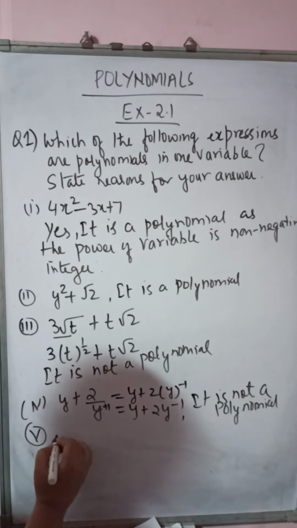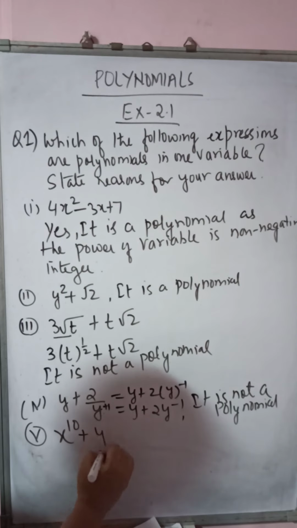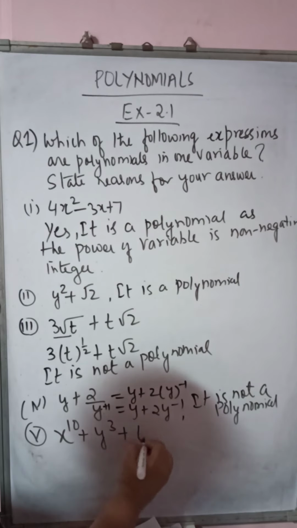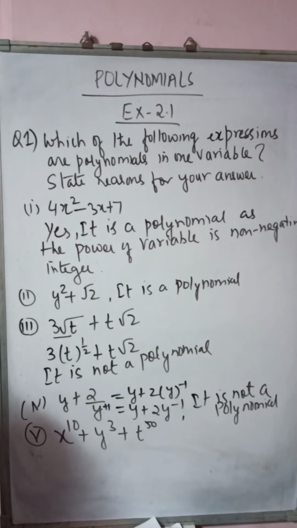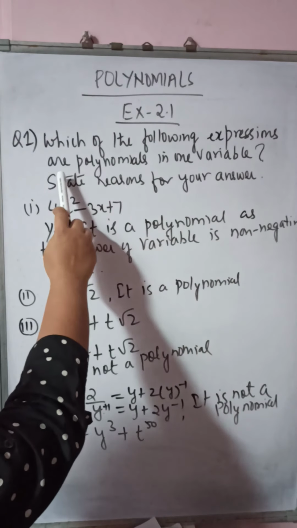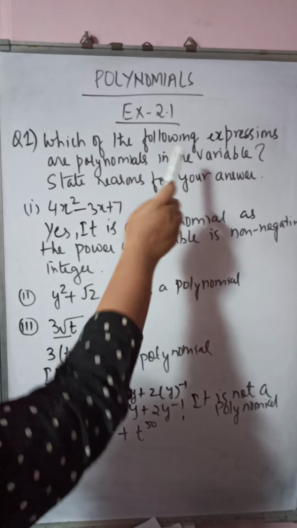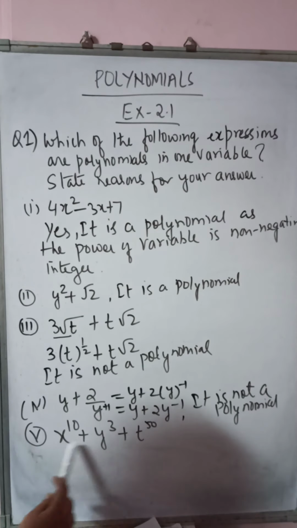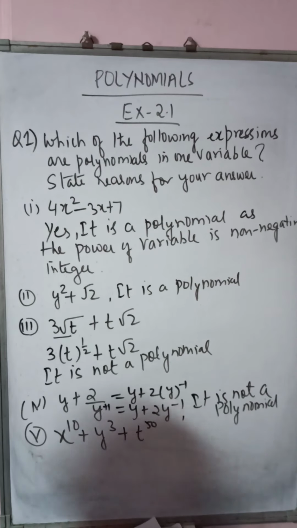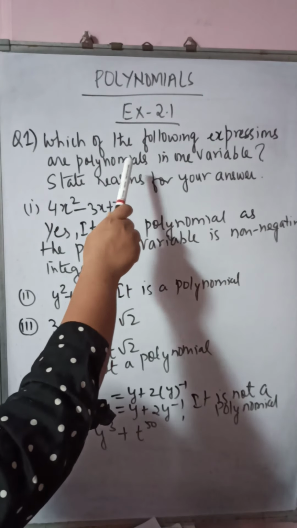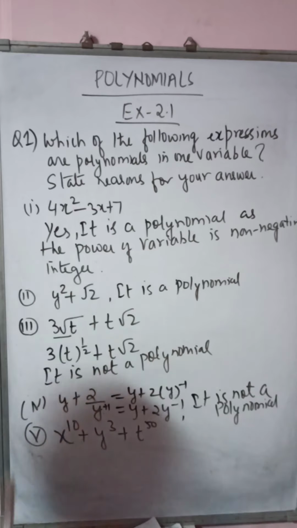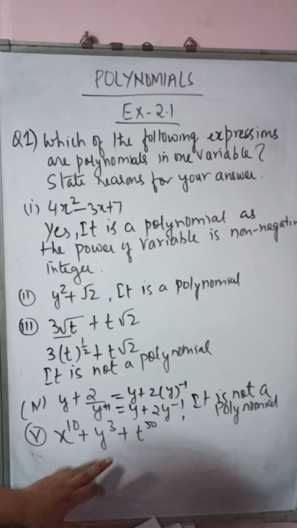Last one is x raised to power 10 plus y raised to power 3 plus t raised to power 50. Now when you check this, the question is which of the following expressions are polynomials in one variable. So how many variables can you see? 3 variables. x is one variable, y is one variable, t is the other. There are total 3 variables, but the power of the variable in each case is a natural number. They are asking which of them is a polynomial in one variable. So it is actually a polynomial but in 3 variables.